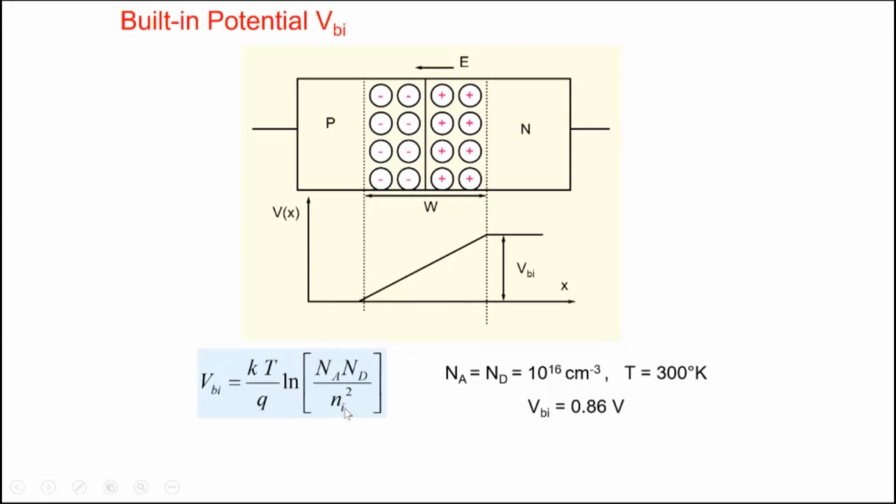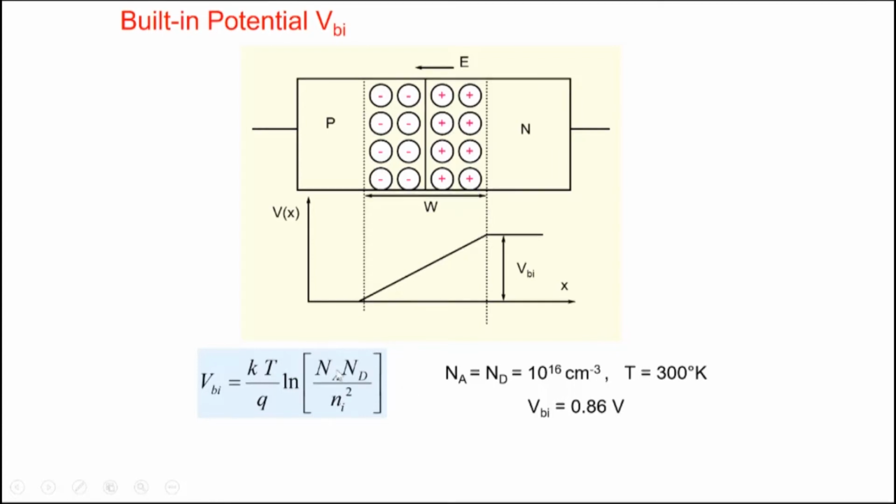And so we can calculate the value kT by Q, Boltzmann constant times T by Q, at room temperature, 300 Kelvin. This particular value is 26 millivolts. And if you put in these numbers, Na, Nd of 10 power 16, Ni about 1.45 times 10 power 10, you get a value of VBI equal to 0.86, a typical value of the built-in voltage here. Right? If the doping density were less, it would become maybe 0.75.